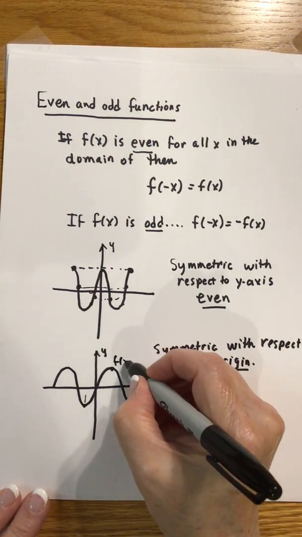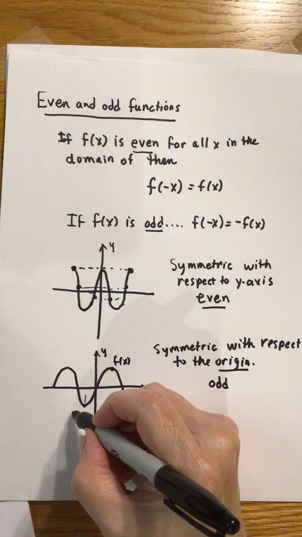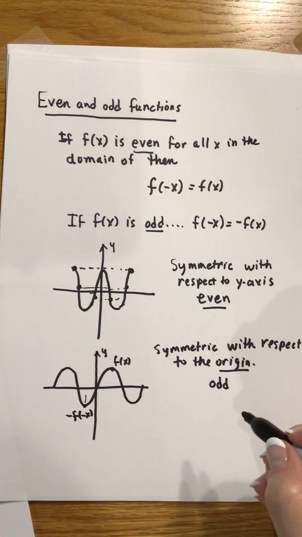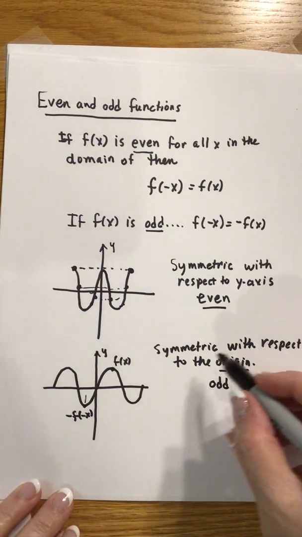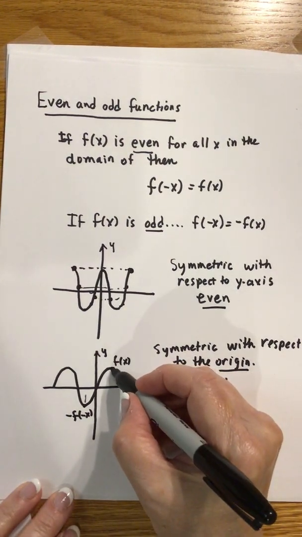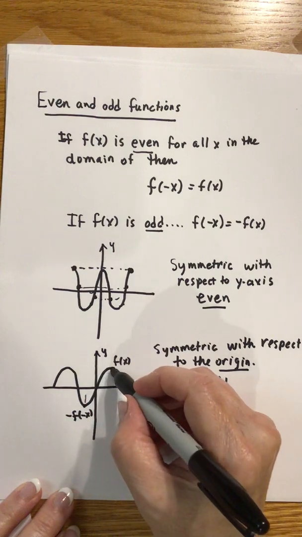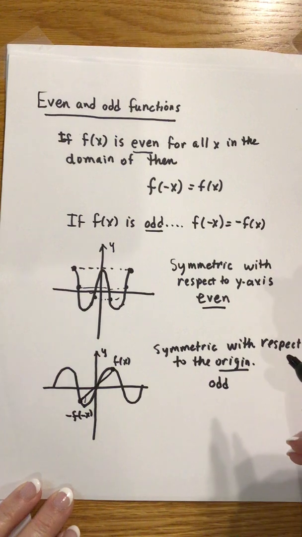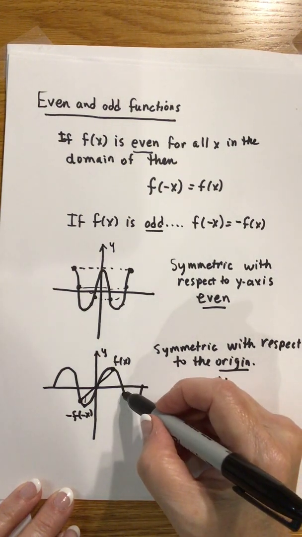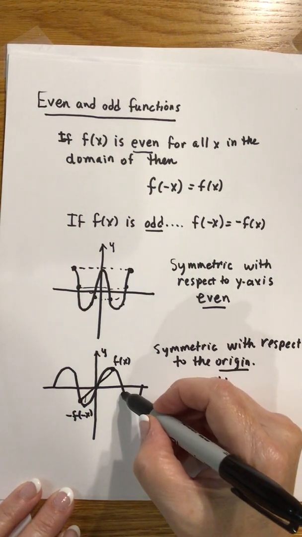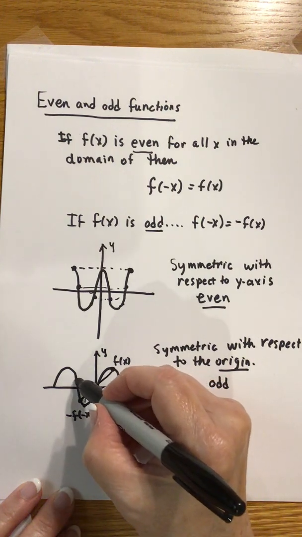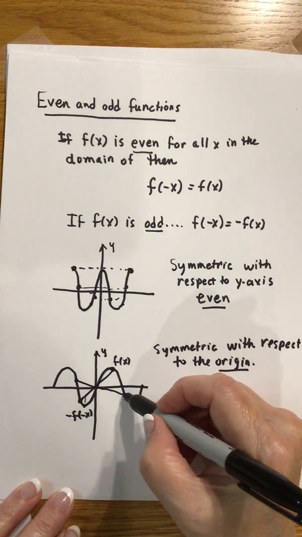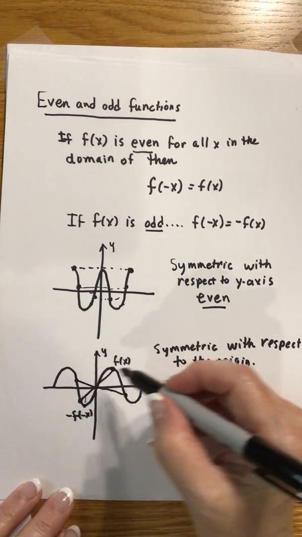This would be f of x, and this would be negative f of negative x. But with respect to the origin, what does that mean? That means if I have a dot here, instead of going across the y-axis, I'm going to go through the origin, and there's going to be another dot on the other side that matches it. If I have this dot right here, I'm going to go through the origin, and I'm going to have another dot over here that it matches. So that's what we call with respect to the origin. One going through the origin to the other one would give you another dot.